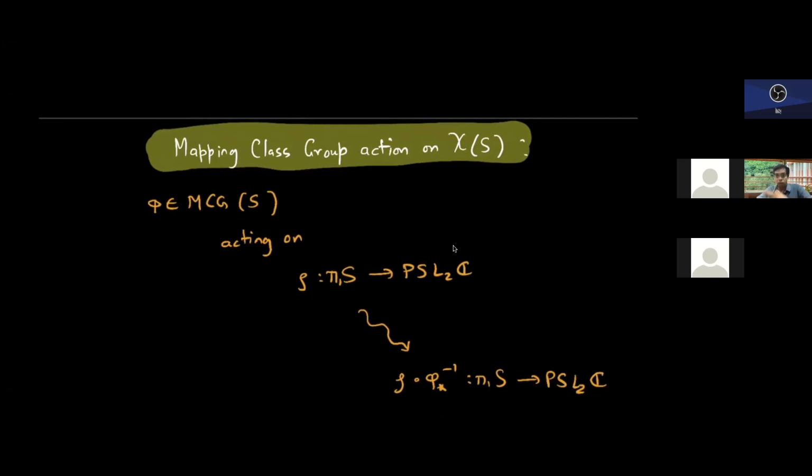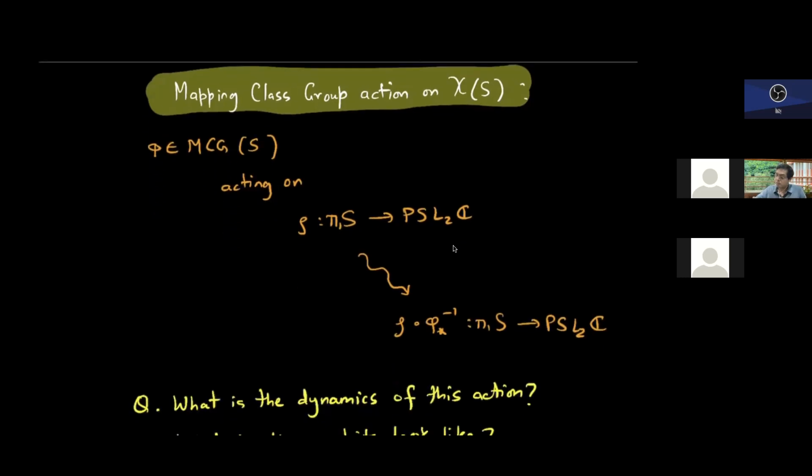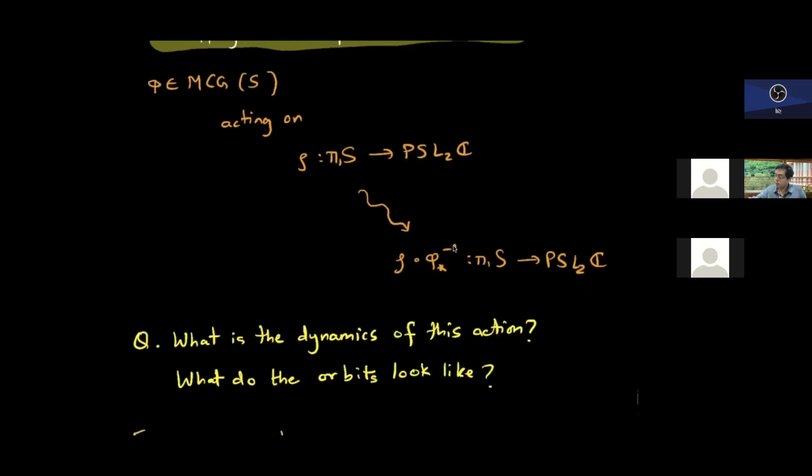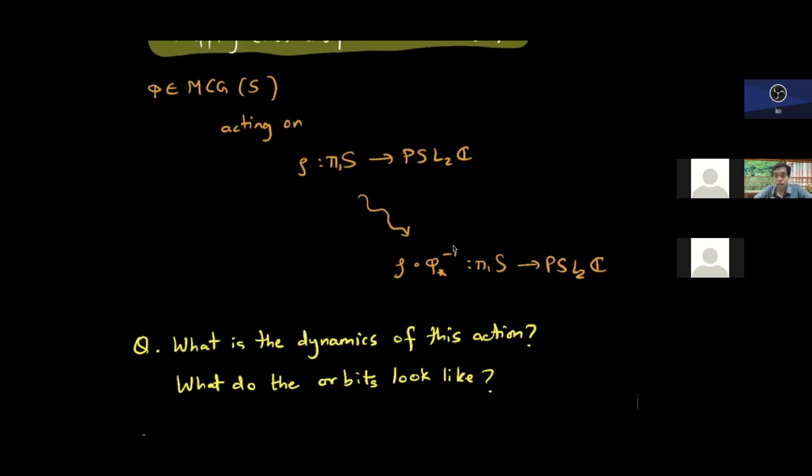It acts by automorphisms of this PSL2C character variety. So these are biholomorphisms, if you like, and it's a self map of the space to itself. So the natural question from the point of view of dynamics is, what do orbits look like?